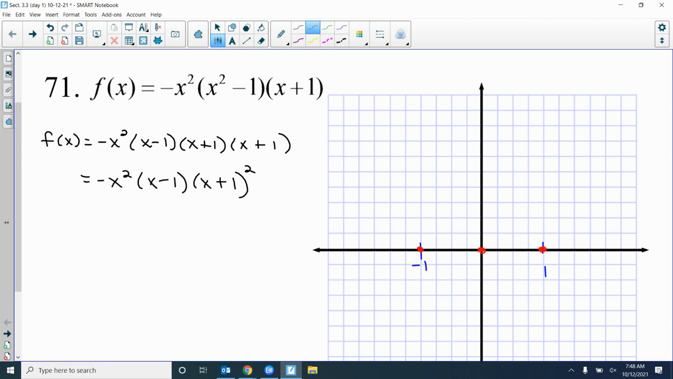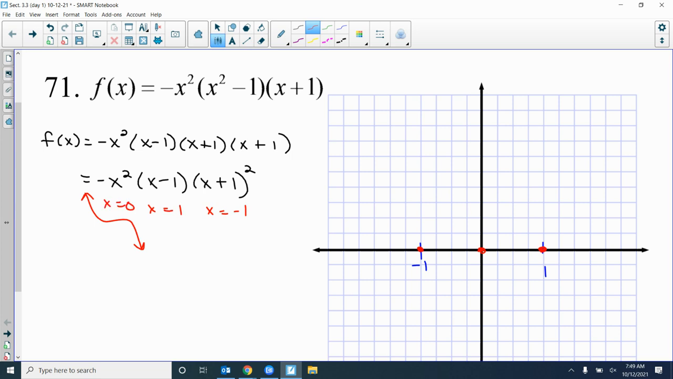And so what's my overall degree? I got a squared, I got another squared, so I got 2, 3, 4. I got fifth degree, negative leading coefficient. So it has to open from positive to negative. At x equals negative 1, it's got to bounce. At x equals 1, it goes straight through, and at x equals 0, it's going to bounce.